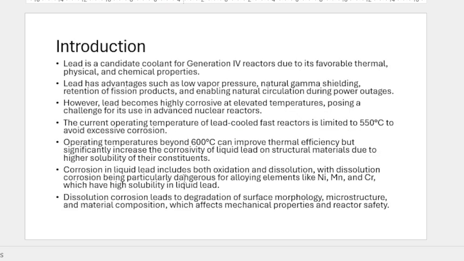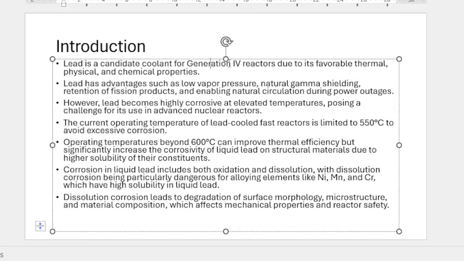Introduction. Lead is a candidate coolant for generation 4 reactor due to its favorable thermal, physical and chemical properties. Lead has advantages such as low vapor pressure, natural gamma shielding, retention of fission products, and enabling natural circulation during power outages.